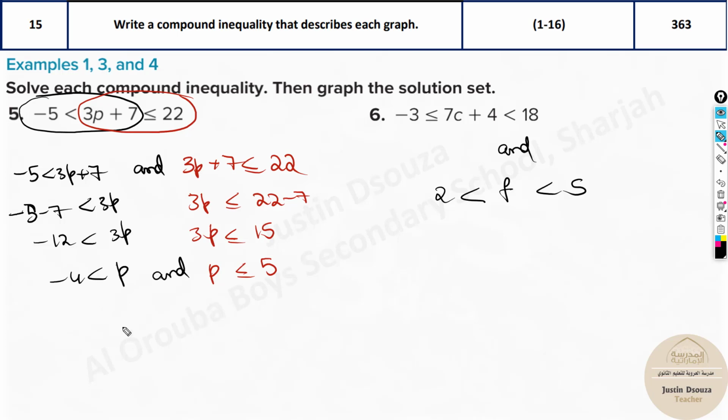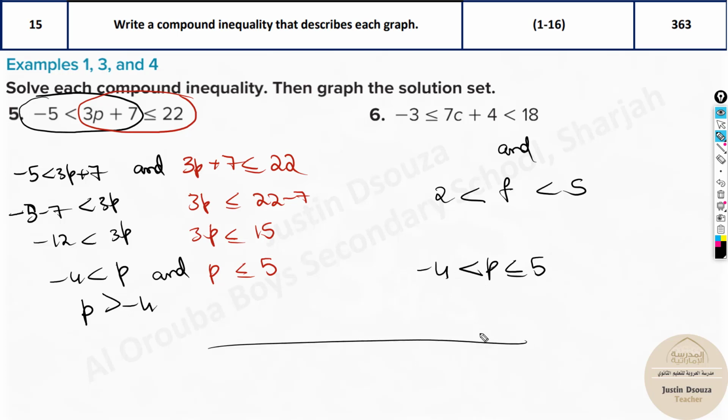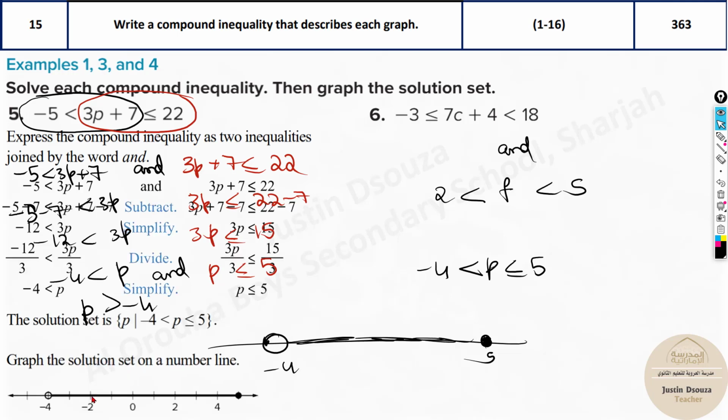Now we will write the statement. We can rearrange this and write p, the variable, first. So write this first: p is less than or equal to 5, but it is greater than what? Minus 4. Now if we do the number line, at minus 4 we will have a hole, and a point at 5, and this is all the solution region. We can see the answer graph, which will be more accurate. See, that's the answer.